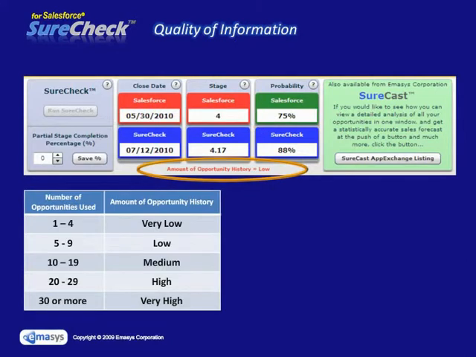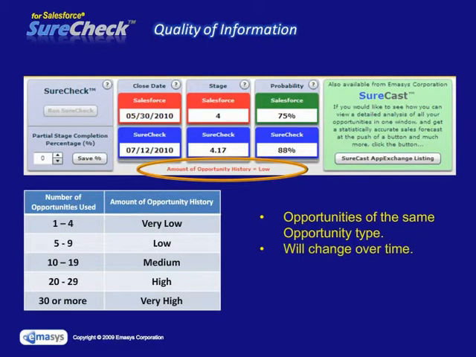SureCheck also provides an indication of the relative reliability of the results by displaying the amount of actual data used for the models. SureCheck bases its simulation on opportunities of the same type as the opportunity selected. As opportunities are updated over time, the simulation will change to reflect the actual history of this type, and SureCheck simulations will always be based on the latest information.